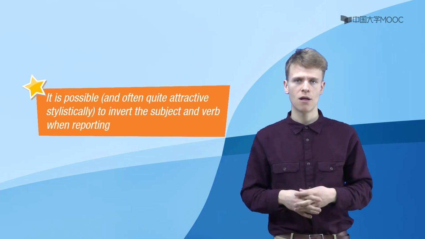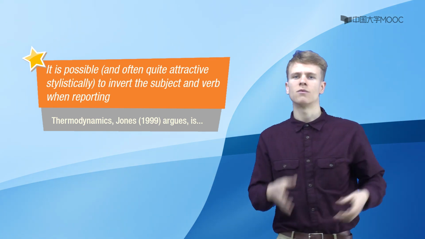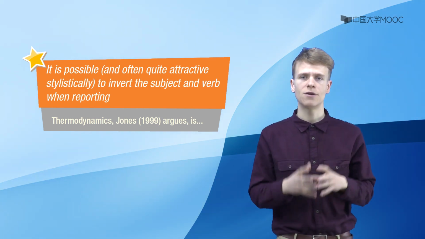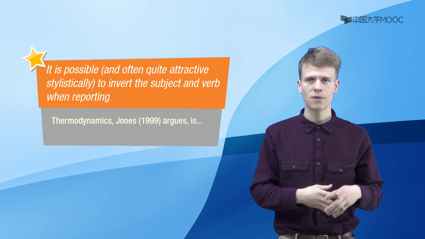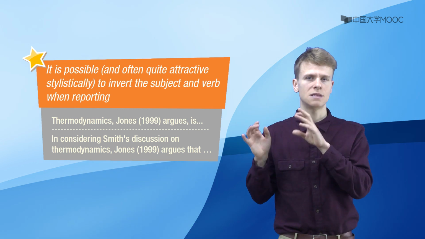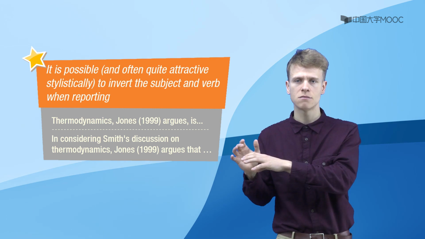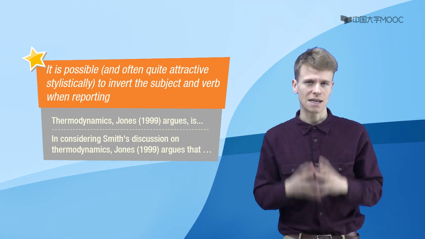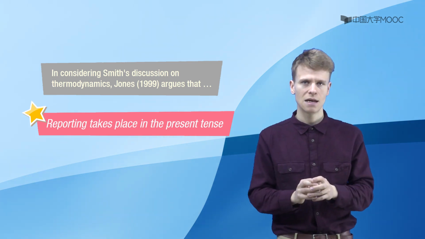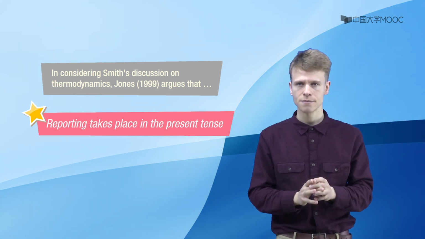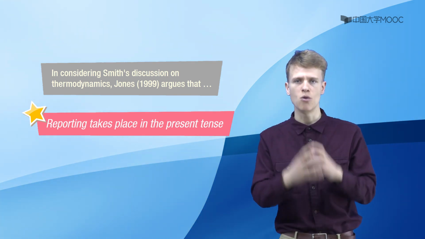For example, thermodynamics, Jones argues, is. Reporting the work of others often needs an extra sentence. For example, in considering Smith's discussion on thermodynamics, Jones argues that. Very often in academic writing, reporting takes place in the present tense, as in the example above. This is because of the need to bring past research into the present moment.